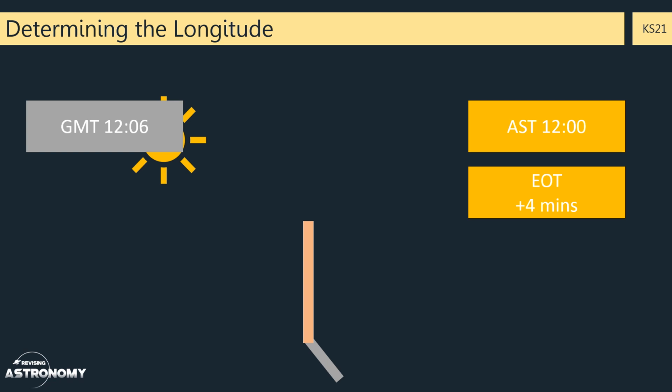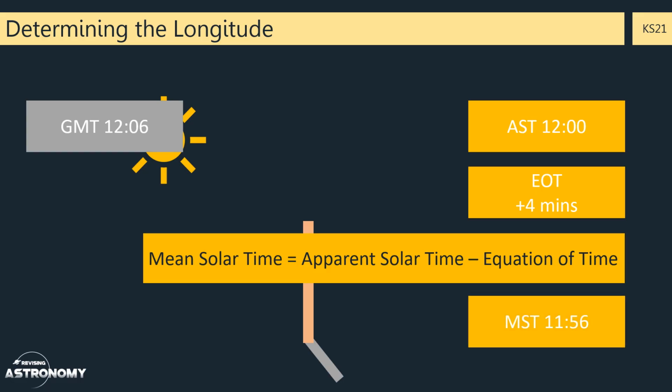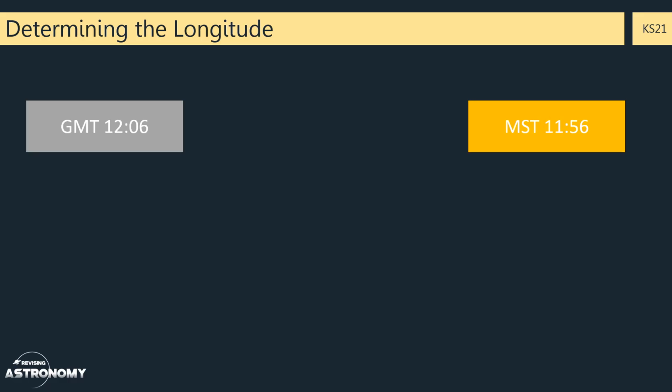However, on this day, the equation of time was plus 4 minutes. This means the sun was a bit fast, and so what we thought was 12 was actually 11:56, as the apparent solar time 12 minus the equation of time 4 gives us the mean solar time of 11:56. We can then work out the difference between Greenwich Mean Time and mean solar time, which is 10 minutes, the difference between 12:06 and 11:56.